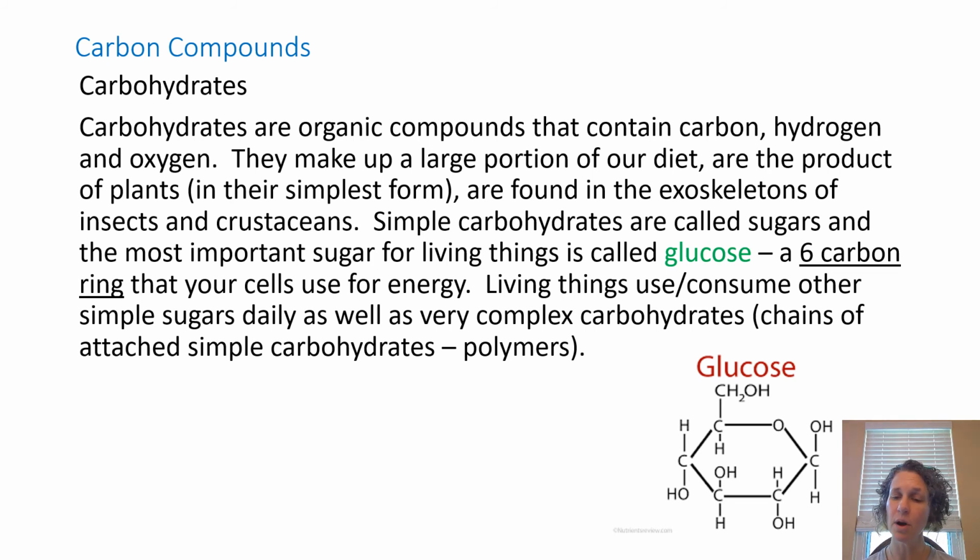Now the simple carbohydrates are called sugars, and the most important sugar is glucose. I said it a couple slides back when we were talking about the energy stuff. Glucose is a 6-carbon ring that your cells use for energy. That's its shape right down there at the bottom. We consume other simple sugars that are similar to glucose and very complex carbohydrates. But the main thing that our body will end up working it towards through chemical reactions is glucose. Okay, it's the big one.